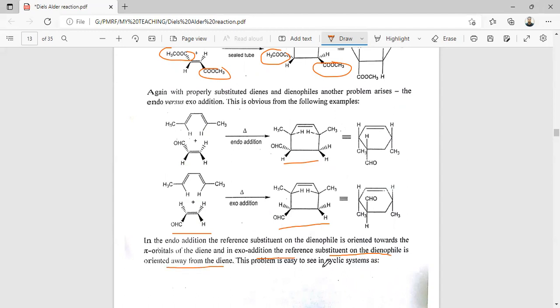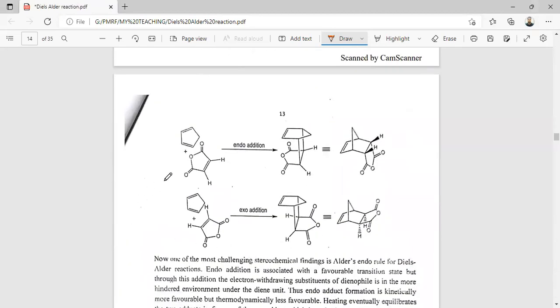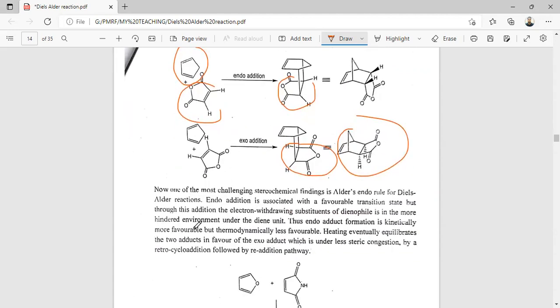This problem is easy to see in the cyclic system. So here, this cyclopentadiene reacts with the cyclic dienophile in the endo addition. So here this is towards the ring, and we get this product. And here, when it is the exo addition, it is away from the ring, and we get this product. So now, one of the most challenging stereochemical findings is Alder's endo rule for the Diels Alder reaction.